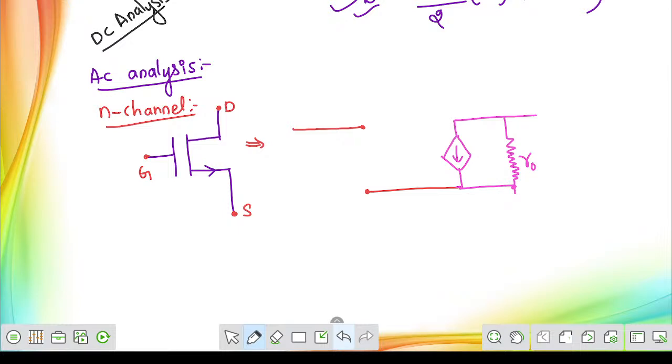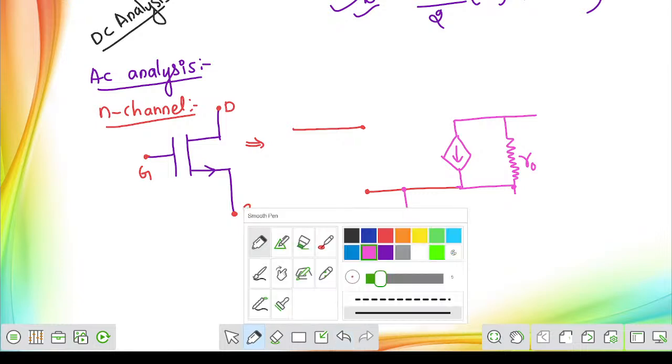Okay, done. So let us connect here. I will go with the without confusion. I will draw. Now expand one more line here. This is going to be a source terminal. Fine, sir. Now, this is the AC equivalent. Only one model. In BJT, I have given three models, but here only one model.